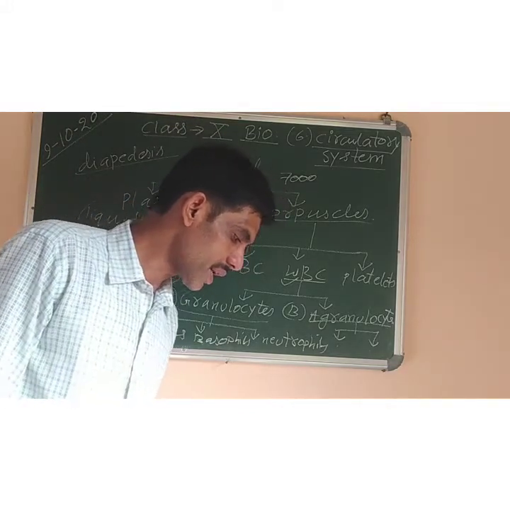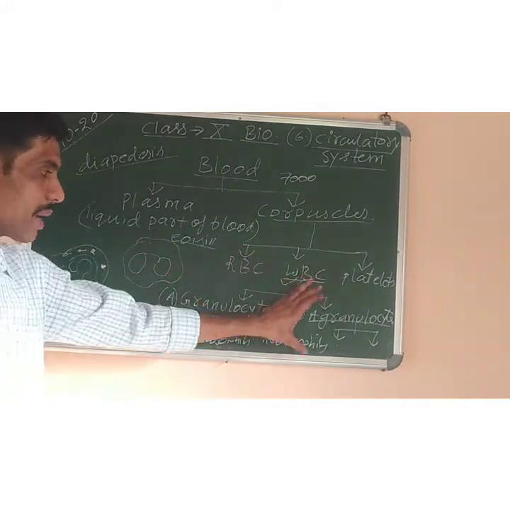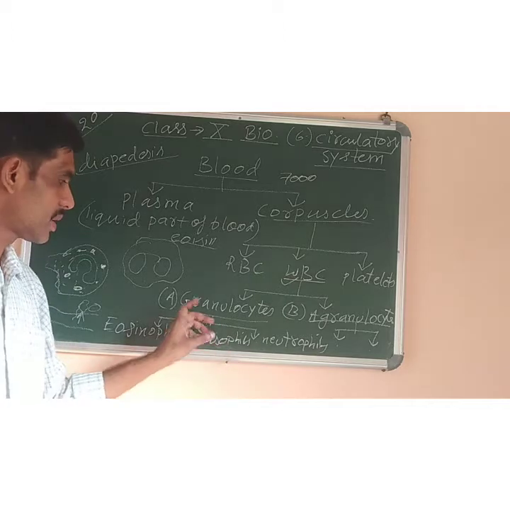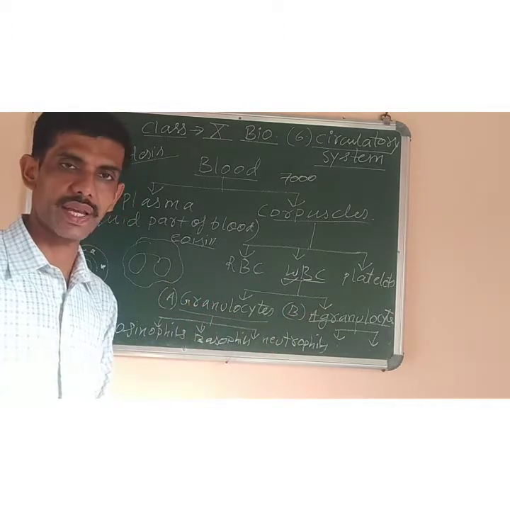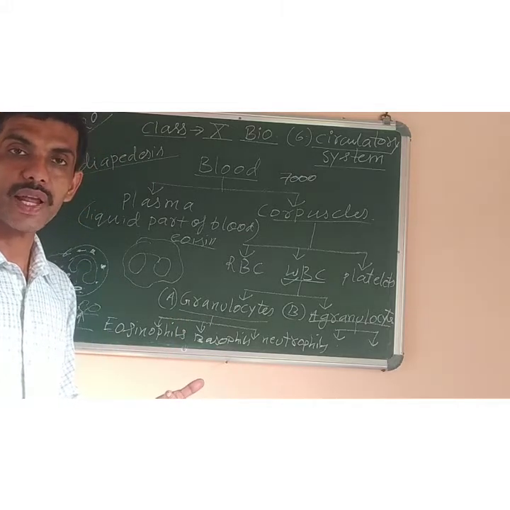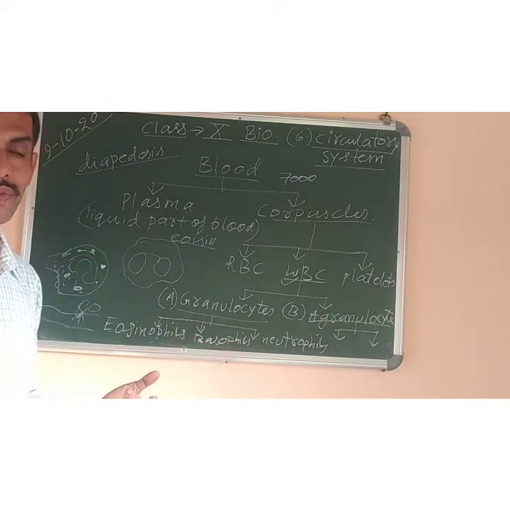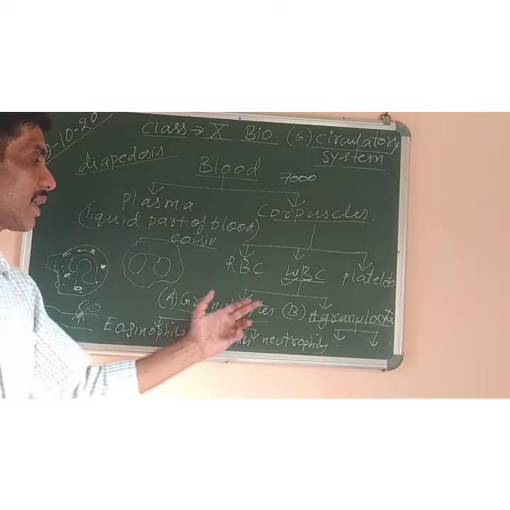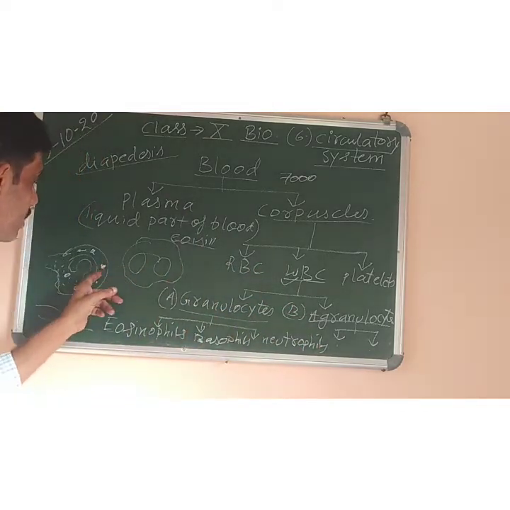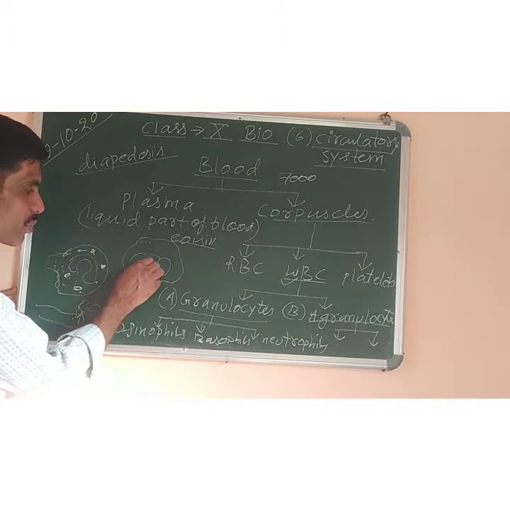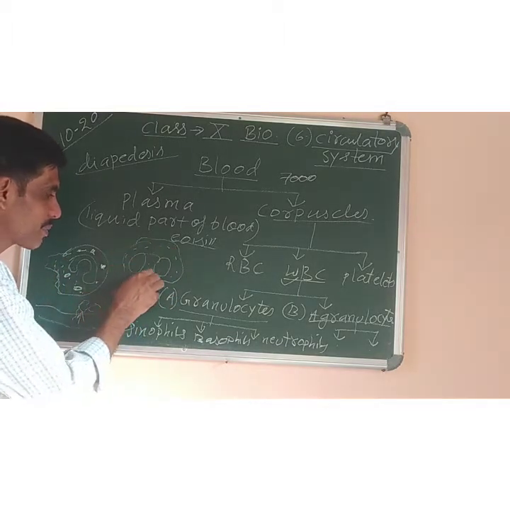Okay. Now next, we are talking about the types of WBC. There are two types of WBC. What are they? Granulocytes and agranulocytes. On which basis have we classified? How can you say that there are two types of WBC? We can say that there are two types of WBC on the basis of granules, like granules present in their cytoplasm. These granules are there. Alright, this is the cytoplasm.